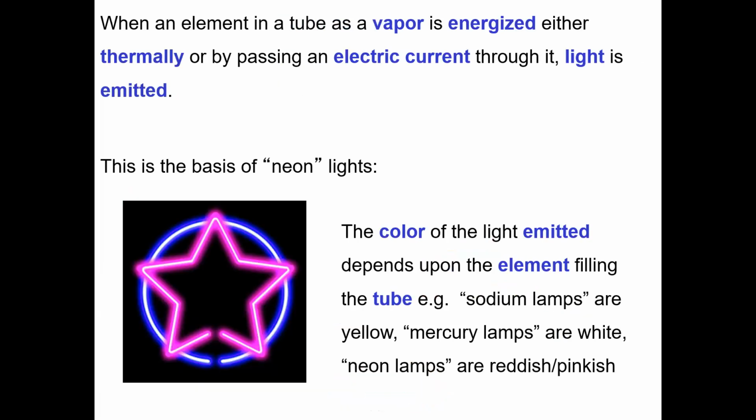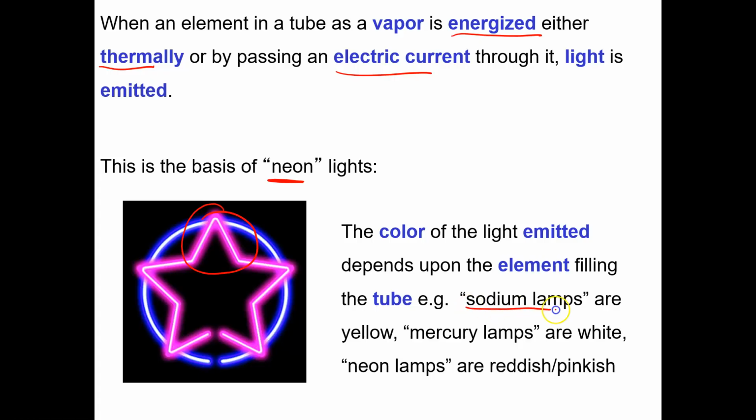Now, something that's interesting about matter is if you put an element's vapor in a tube and you energize it using either heat or an electric current, it will glow. And that's the way that neon lights work. Neon lights have this characteristic pinkish glow about them. But the color that you actually get depends upon the element that's in your tube.